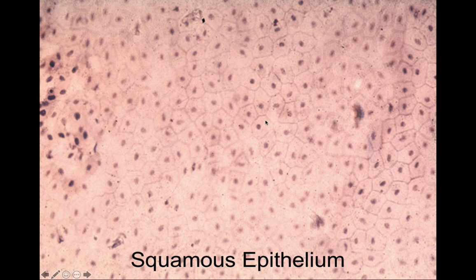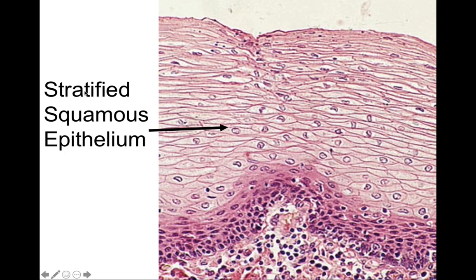You can see that there are these flat and irregularly shaped cells. They don't really have much uniform shape with each other, and based on the way that we look at these, they're going to look like an egg that's been cracked into a pan. Now on this slide, we're going to see some stratified squamous epithelium, which is multiple layers of flat and irregularly shaped cells.